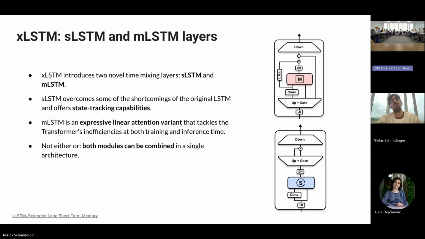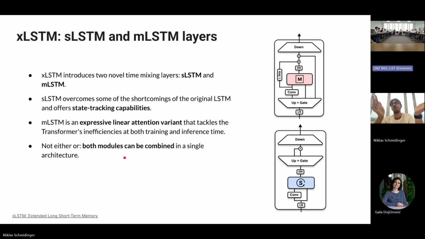And basically what the xLSTM paper did, it introduced the sLSTM and the mLSTM layers, right? So it's two novel mixing layers. First, the sLSTM should overcome some shortcomings of the original LSTM, and it also should offer state tracking capabilities, like keeping track of state, which the old LSTM was not that great at. And the mLSTM, on the other hand, was designed to be an expressive linear attention variant that tackles transformer inefficiencies in both training and inference time by taking ideas from the linear attention literature. And it's also not either or, so both modules can be combined however you want.